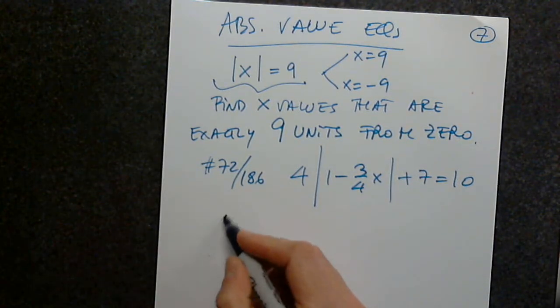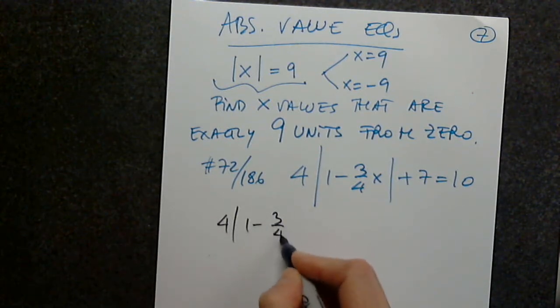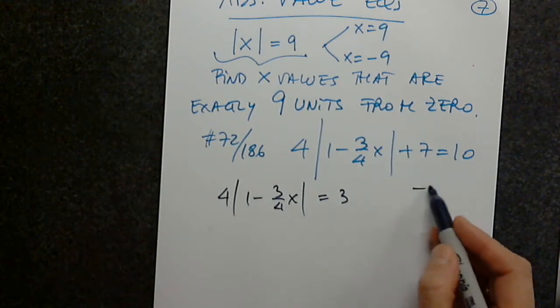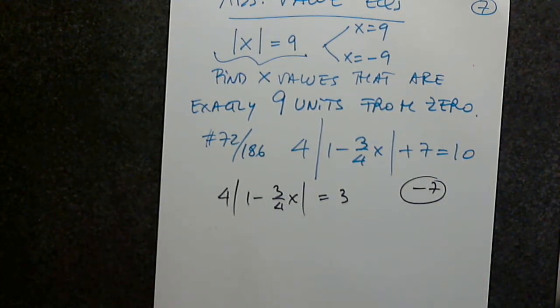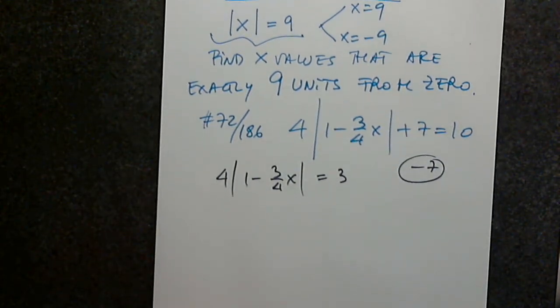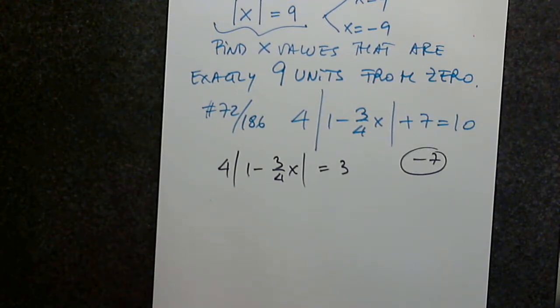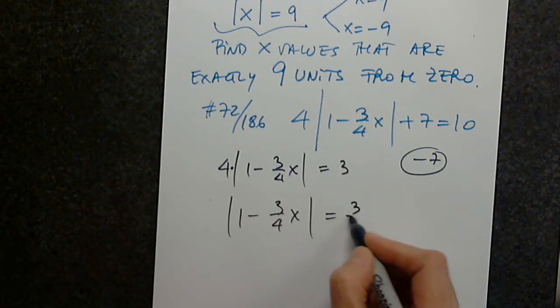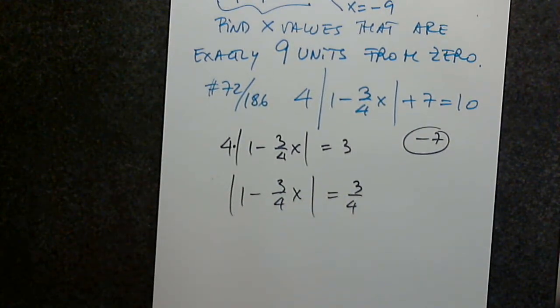Okay, so what will be the first step towards simplifying this? Of course. Absolutely, I have to subtract 7 from both sides. And the final step of simplification is, this is multiplied, I cannot, perfect. So 1 minus 3/4 x equals 3/4. Excellent. I'm done simplifying.